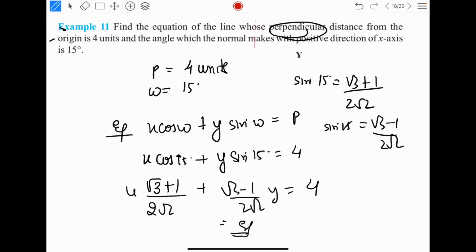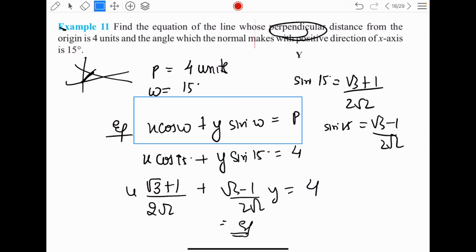Simple. So the main thing that I want to tell you is whenever we are given a normal or a perpendicular from the origin, line is like this and I am given a perpendicular from the origin, we will take the normal form. The normal form is x cos omega plus y sin omega is equal to p, where omega is the angle made by the normal with respect to the x-axis and p is the perpendicular distance from the origin to the point of the end of the normal on the line.